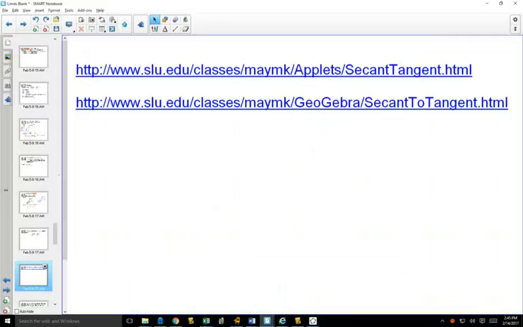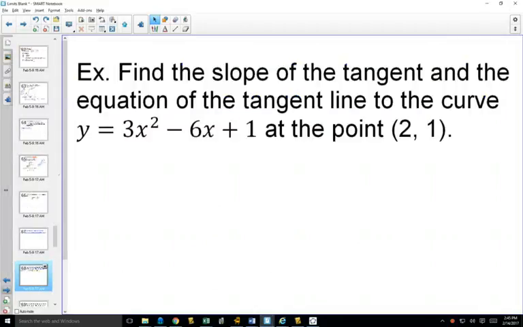Okay. So here's our first question. We've got a parabola, 3x squared minus 6x plus 1. We want to find the slope of the tangent line at the point 2, 1. So graphically, we know that this graph goes through the point 2, 1.